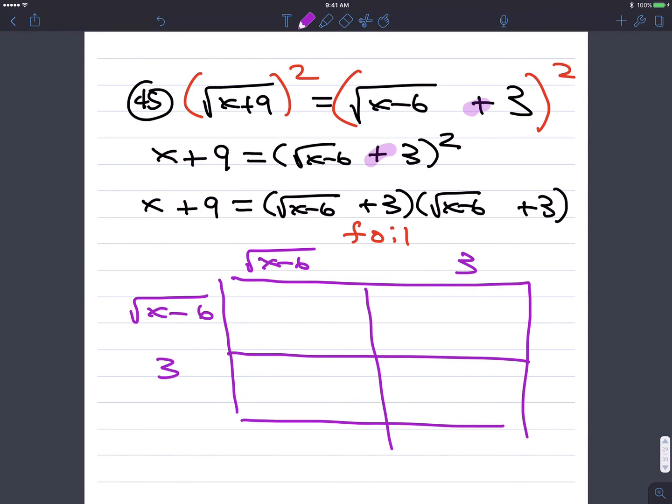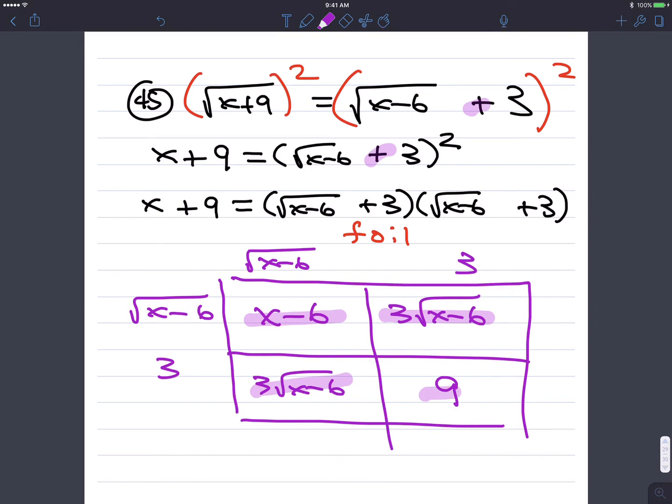Square root of x minus 6 times square root of x minus 6 is x minus 6. The radical times a number, you get 3 square root of x minus 6, 3 square root of x minus 6, and 3 times 3 is 9. And so on the right side, when we use FOIL, I'm going to have to combine all of these terms and see what I get. That's just on the right side.